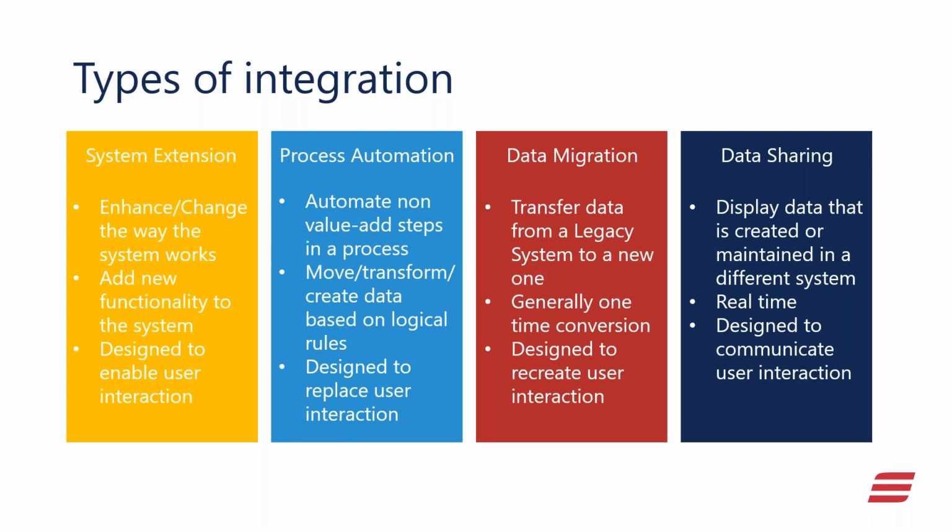Okay, first one is system extension. This is where we want to change the way a piece of software works. So maybe it's got its own business rules and we want to change those business rules, or you need to store some data and there's no fields for that data in the system. Or you're adding a whole new business function to that system. When we think about how the user interacts with this type of integration, it's really designed to enable user interaction. So it helps the users interact with your process.